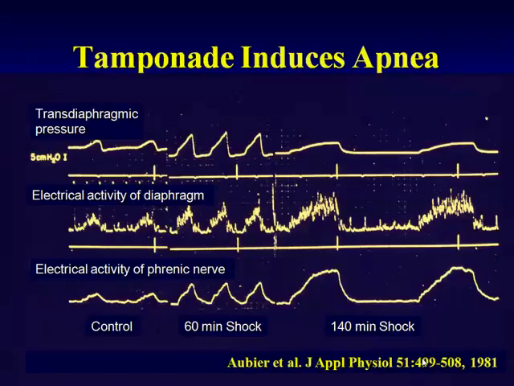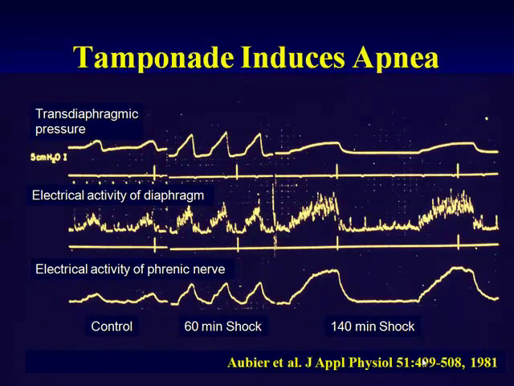Okay? This was nicely demonstrated by Michel Aubier when he was in Montreal, in which he did a very simple study. All he did was take a dog and he put oil into the pericardium to induce tamponade. And he created, therefore, a low output shock state. And he simply measured, as you can see here, the transdiaphragmatic pressure at control after he'd induced the shock state, and then at 140 minutes later.